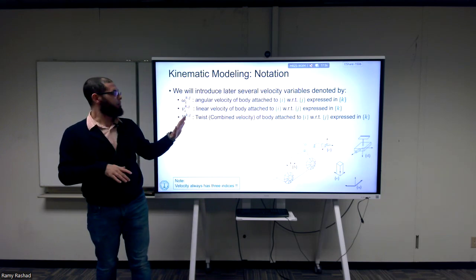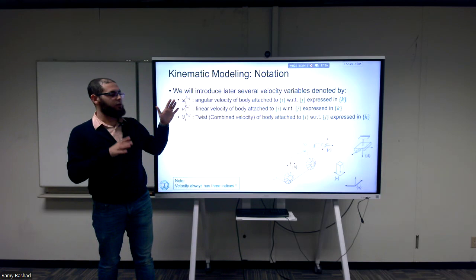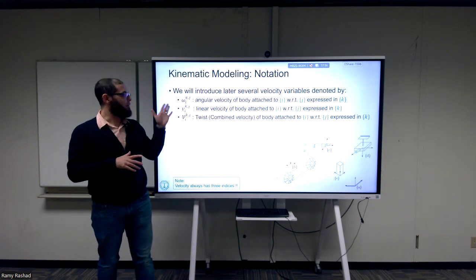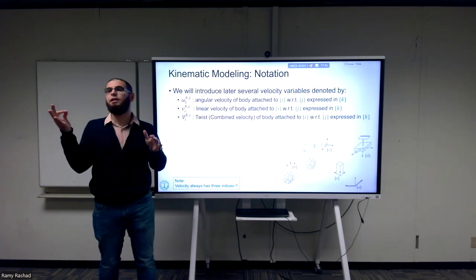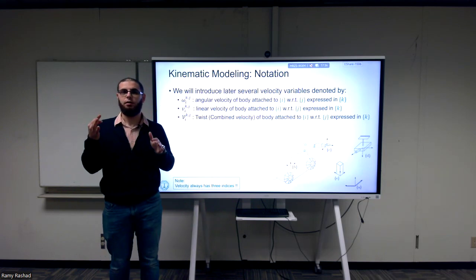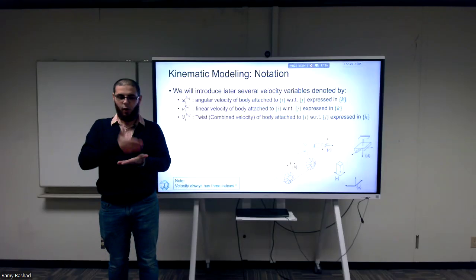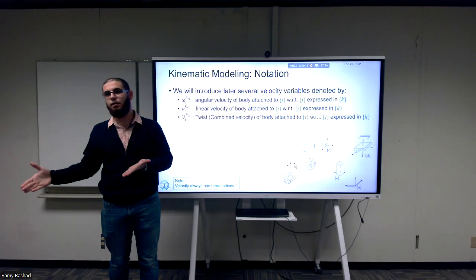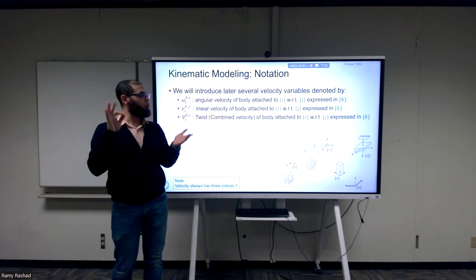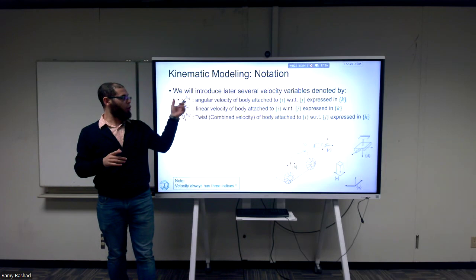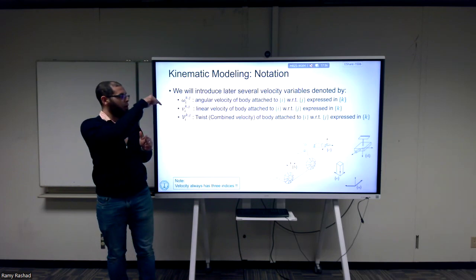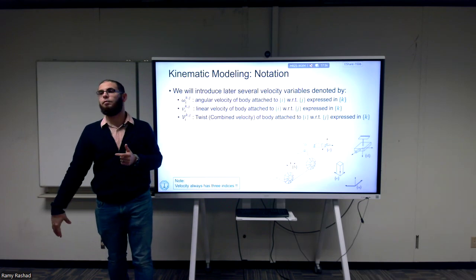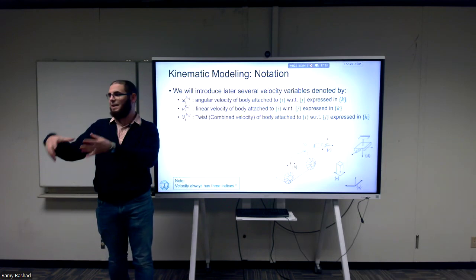This will be clearer later on. We're going to introduce several types of velocities. And the velocity always has 3 indices. You can always talk about the velocity of one frame with respect to another frame expressed in a third frame. So there are always 3 indices, I, J, and K. And they're always represented like this. So index down means the velocity of this frame, or equivalently, the body that's attached to this frame.